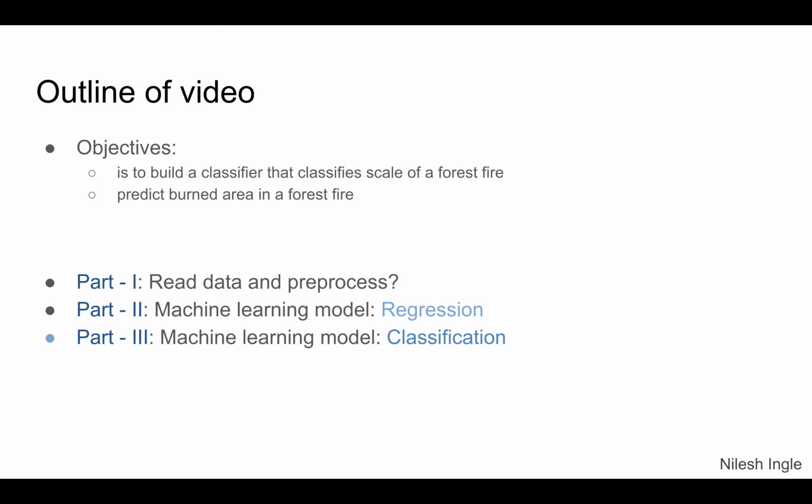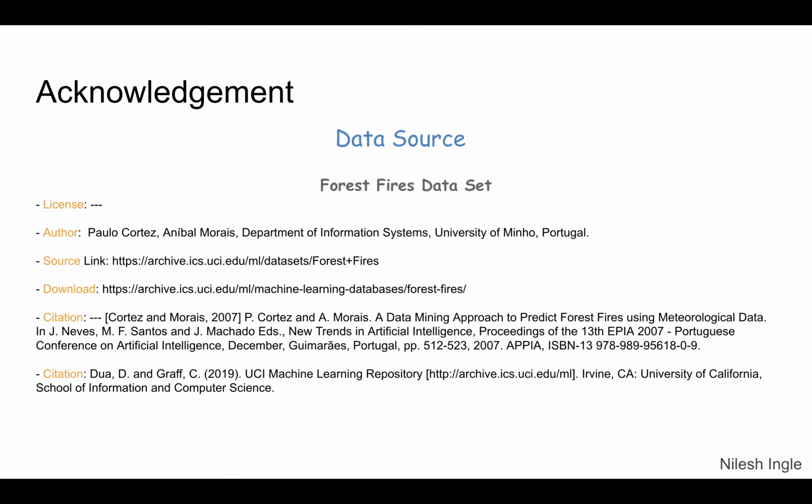So the objectives we have are twofold. One is we'll build a classifier that classifies the scale of a forest fire. So we'll create a categorical variable for that, and then we'll do the prediction first for the burned forest area, and then move on to classification. So the video is divided into 3 parts. First, we'll read data. It's a very small file. Then we have a regression, followed by classification.